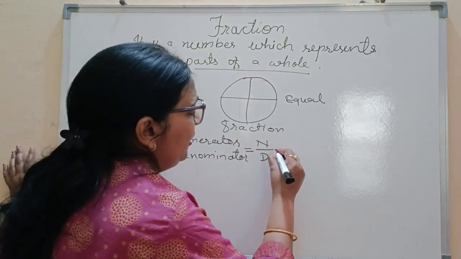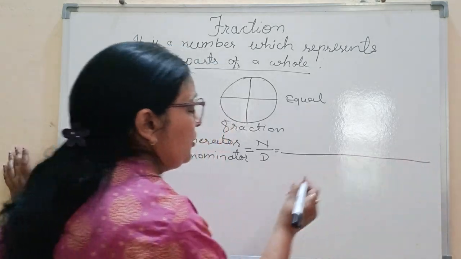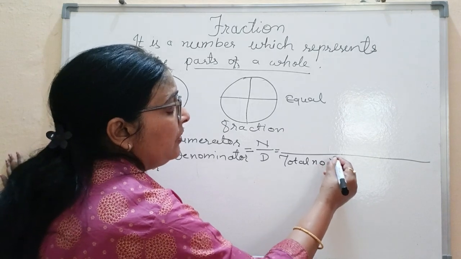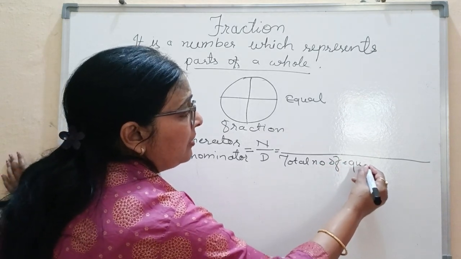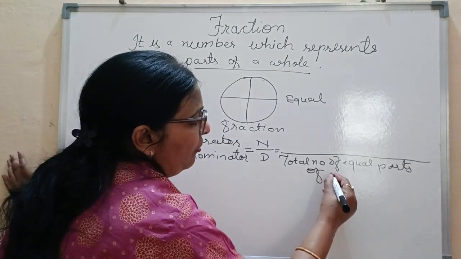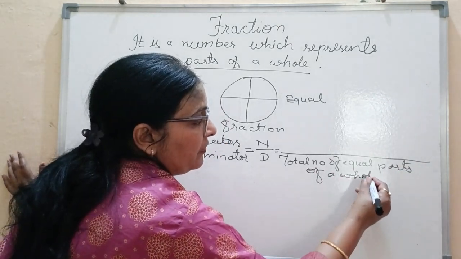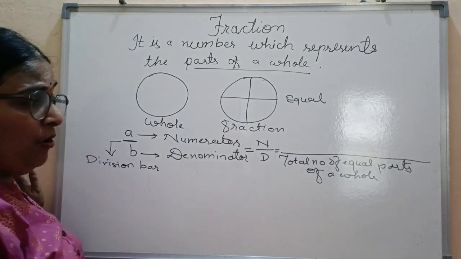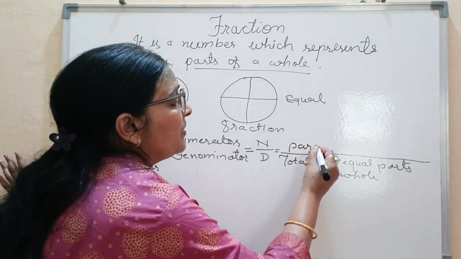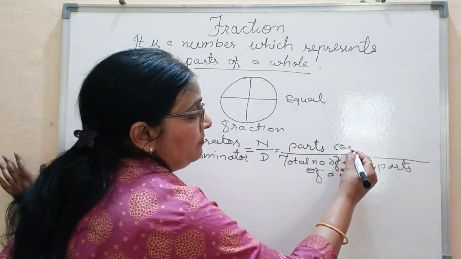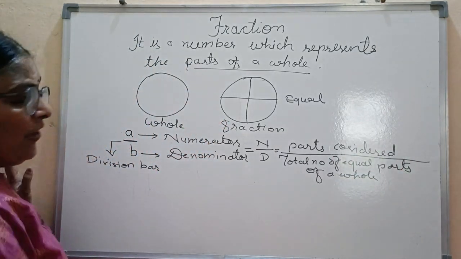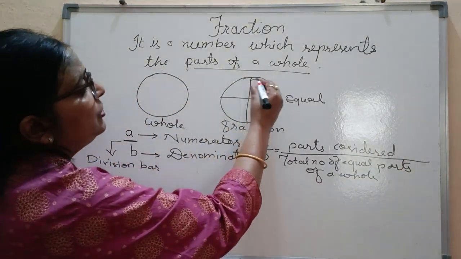Now what are we writing in the denominator? In the denominator we write the total number of equal parts of a whole. And what do you write in the numerator? Parts considered. Now to explain this, I am going to shade this region.